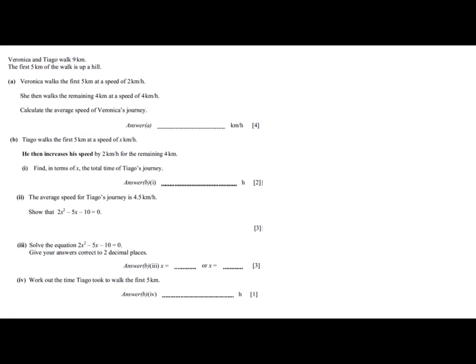So it says Veronica and Tiago walked 9 kilometres. The first 5 kilometres of the walk is uphill, okay? So she walks the first 5 kilometres at a speed of 2 kilometres per hour. Then she walks the remaining 4 kilometres at a speed of 9 kilometres an hour. Calculate the average speed of Veronica's journey.